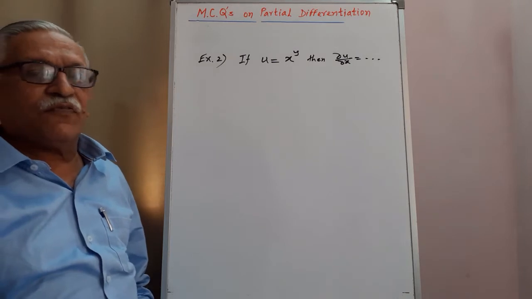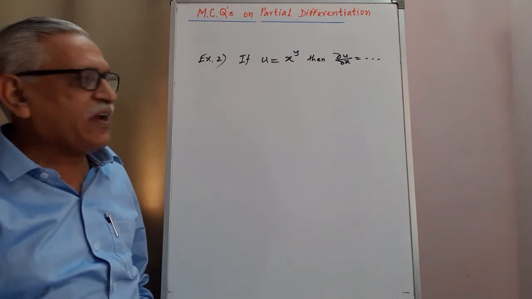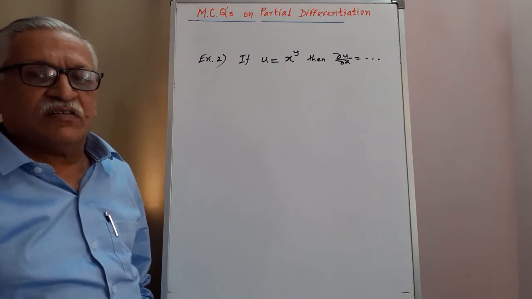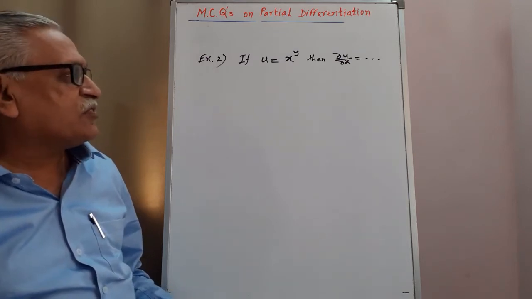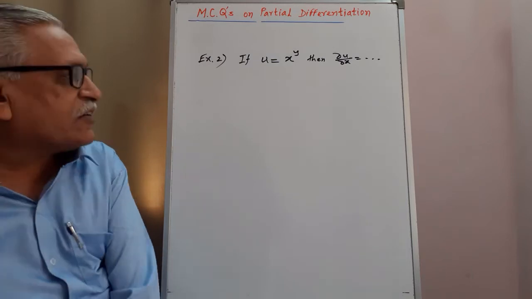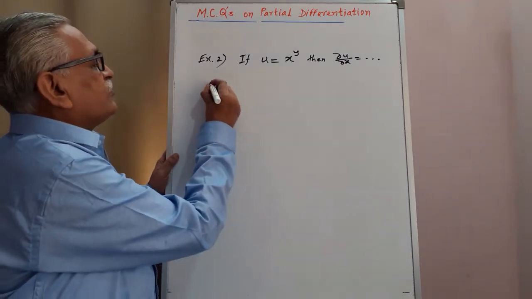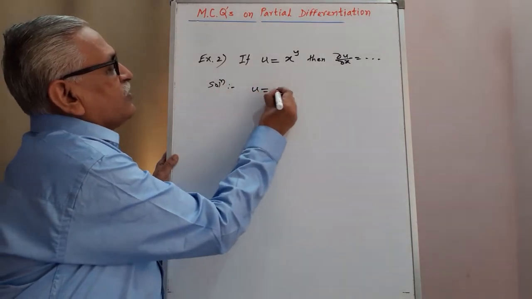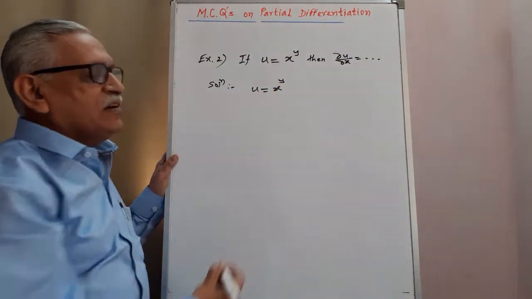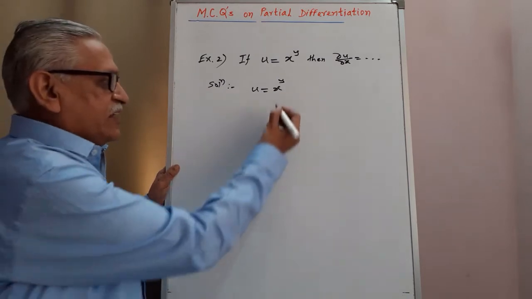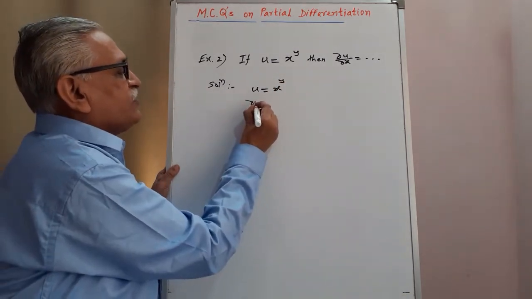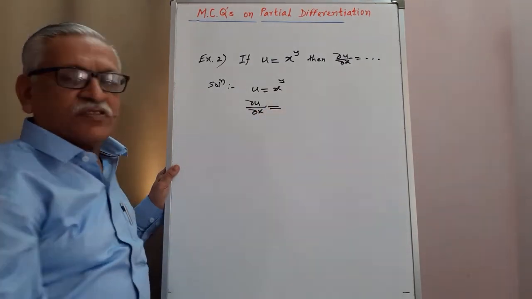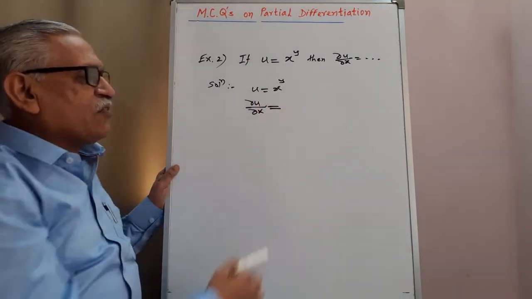Second example, if u is equal to x raised to y, then find dou u by dou x. Then the value of dou u by dou x is equal to. Therefore, to find the correct option out of the 4, here given u is equal to x raised to y, a function of two independent variables x and y, and we are required to differentiate u with respect to x, keeping y constant. Therefore, here y is a constant term.